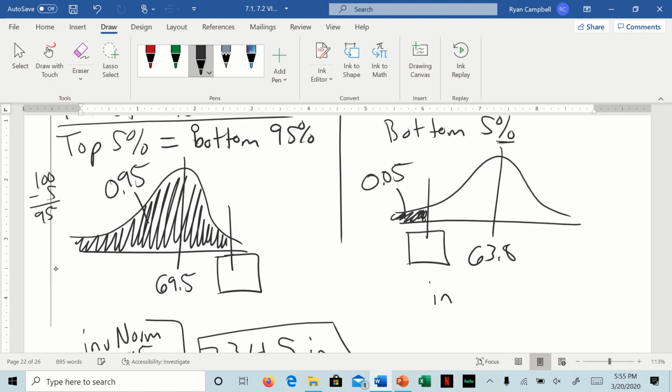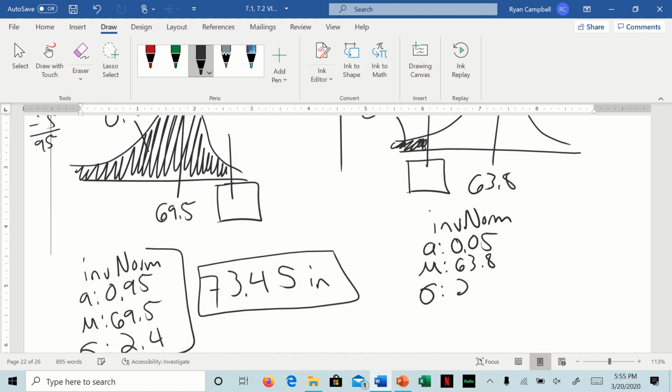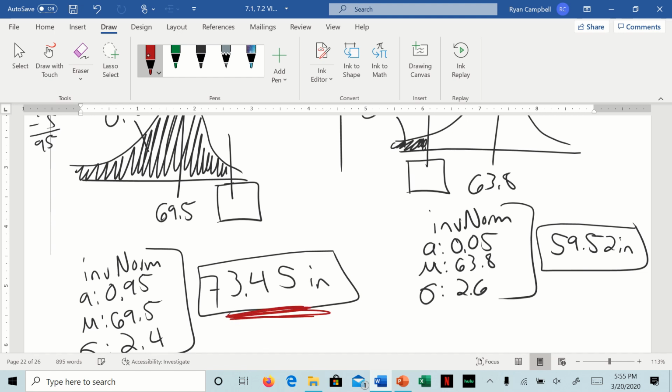So we do inverse norm. The area is 0.05. The mean is 63.8. Standard deviation is 2.6. When we type that into our calculator, we get 59.52 inches. Which, if we can tell, right, the 73.45 is above the mean, which is good. Probably did it right. This number is below the mean, which is good. Probably did it right. Just a quick check.